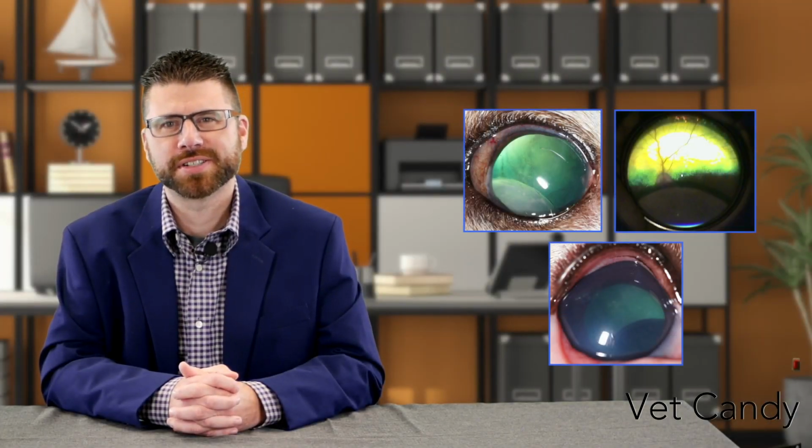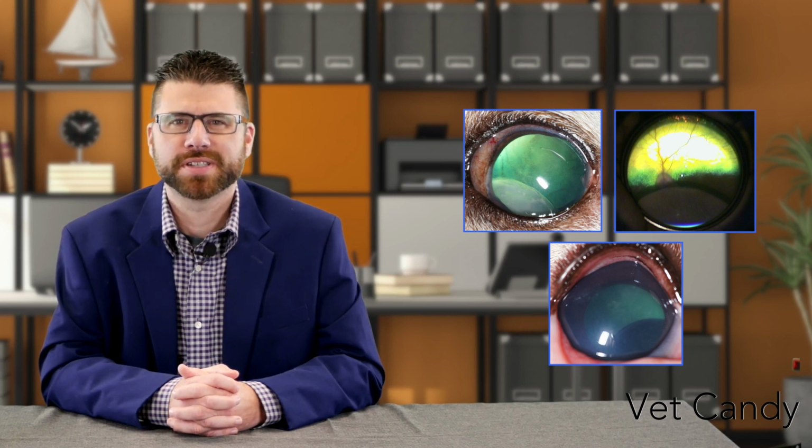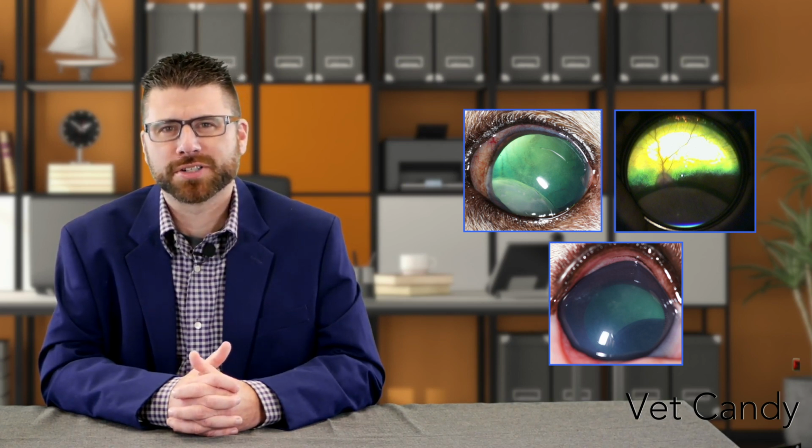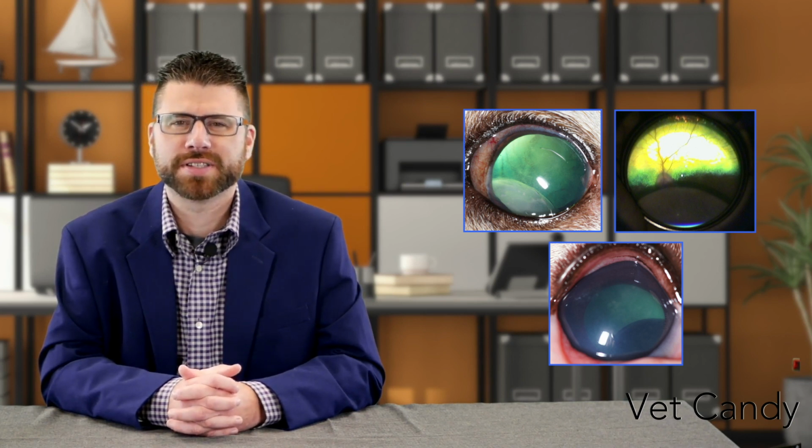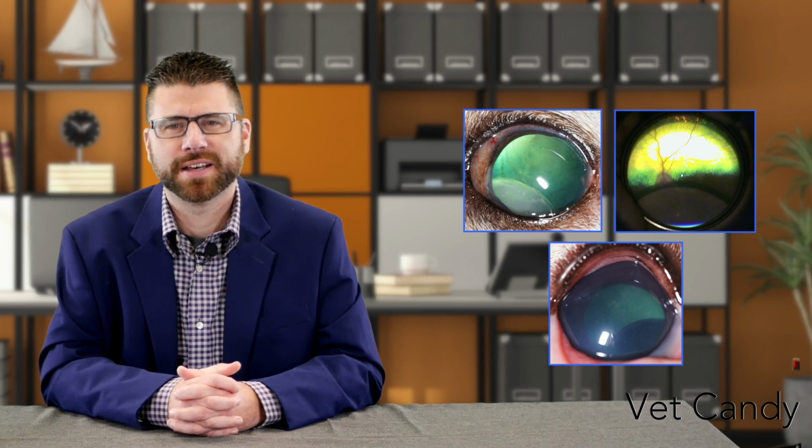So here are 3 different pictures of posterior lens luxations. In each one of these pictures, you can see the lens located behind the iris and a large aphakic crescent. In the photo with the retina, you can see the lens is actually laying against the non-tapetal aspect of the retina. So how do we manage posterior lens luxations?